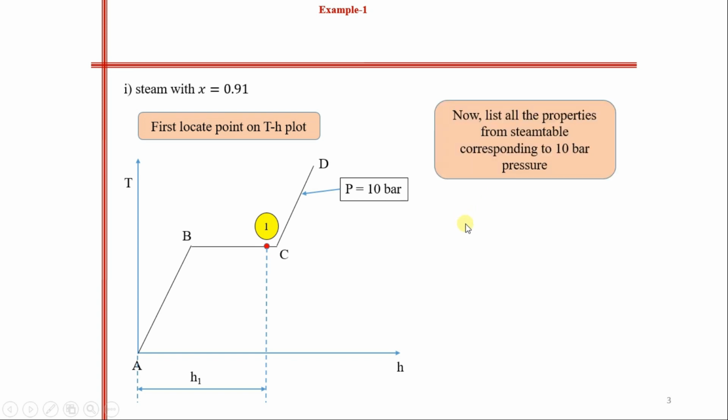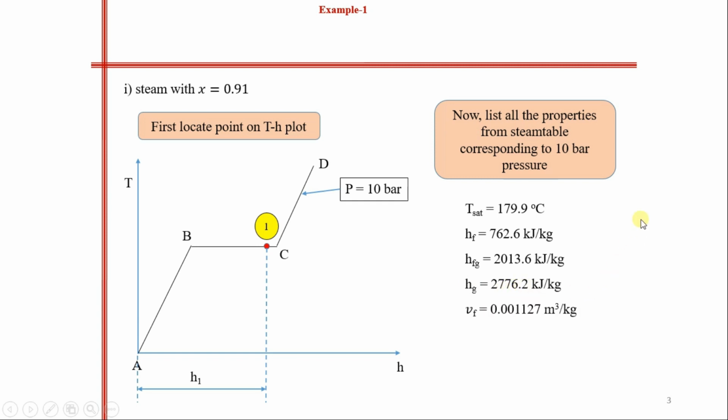Okay. So now list all the properties from the steam table corresponding to 10 bar pressure. hf, enthalpy of fluid, means enthalpy of point B, is 762.6 kilojoule per kg. Saturation temperature at 10 bar pressure is 179.9 degrees Celsius. hfg, enthalpy of evaporation, means enthalpy between point B and C, is 2013.6 kilojoule per kg. And hg, enthalpy of gas, means enthalpy at point C, is 2776.2 kilojoule per kg.